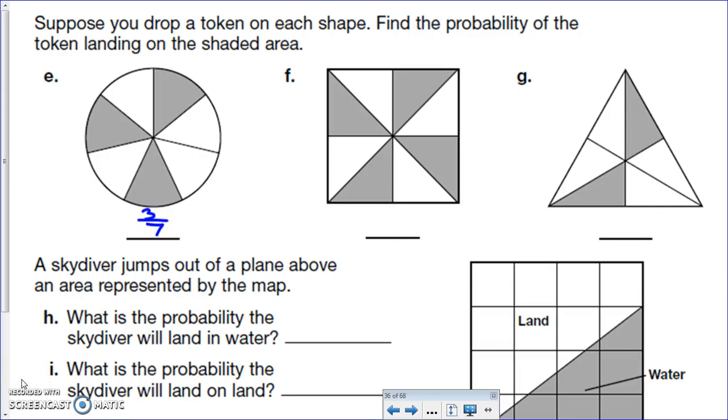For F, we have 8 sections. 4 of them are shaded, so our probability is 4/8, which simplifies to 1/2. For G, we have 6 sections. 2 of them are shaded, so we have 2/6, which equals 1/3.